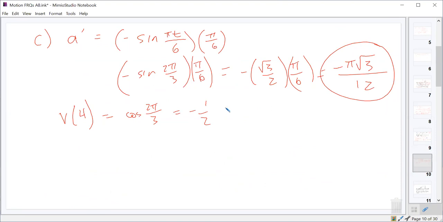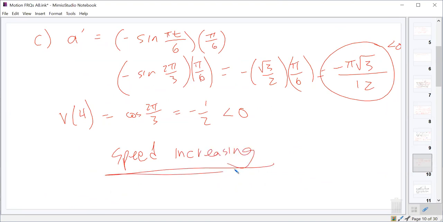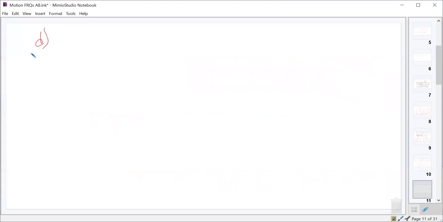Right. So this is less than 0. This is less than 0. The speed. This is what it asked, right? Was the speed increasing or decreasing? Okay. The speed is increasing because both of them are negative. Everybody good with part C? Good. Any people at home have questions on part C?